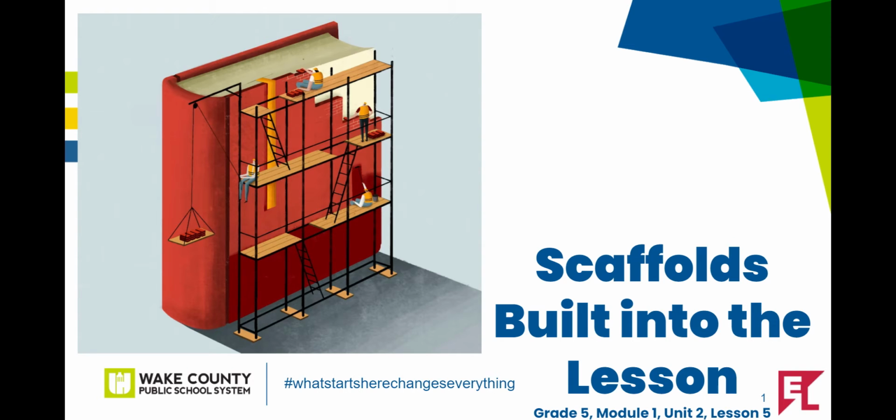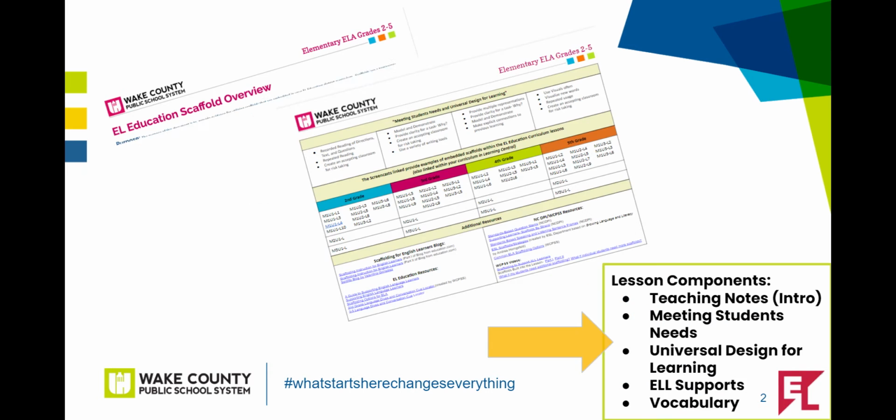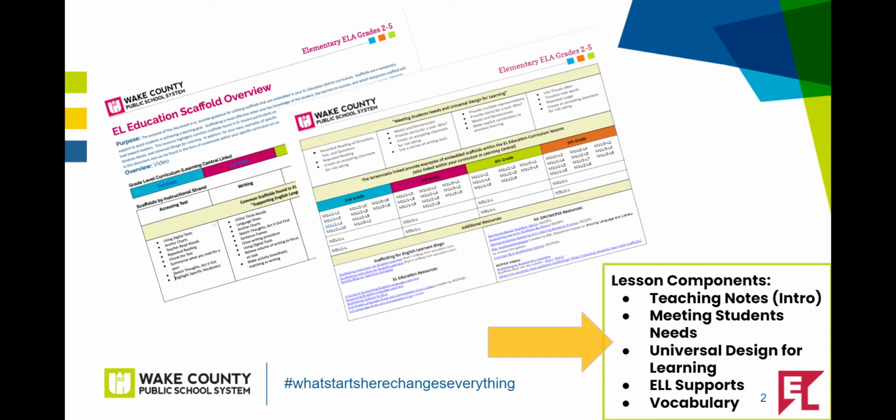Throughout this learning opportunity, we'll focus on examples of scaffolds that already exist within EL Education lessons using Lesson 5 from Grade 5, Module 1, Unit 2. An EL Education scaffold overview document for elementary ELA grade 2 through 5 can be found in Learning Central under the appendix within each grade level module and in the teacher planning tools for your grade level curriculum. Please refer to this document for additional supports as you plan.